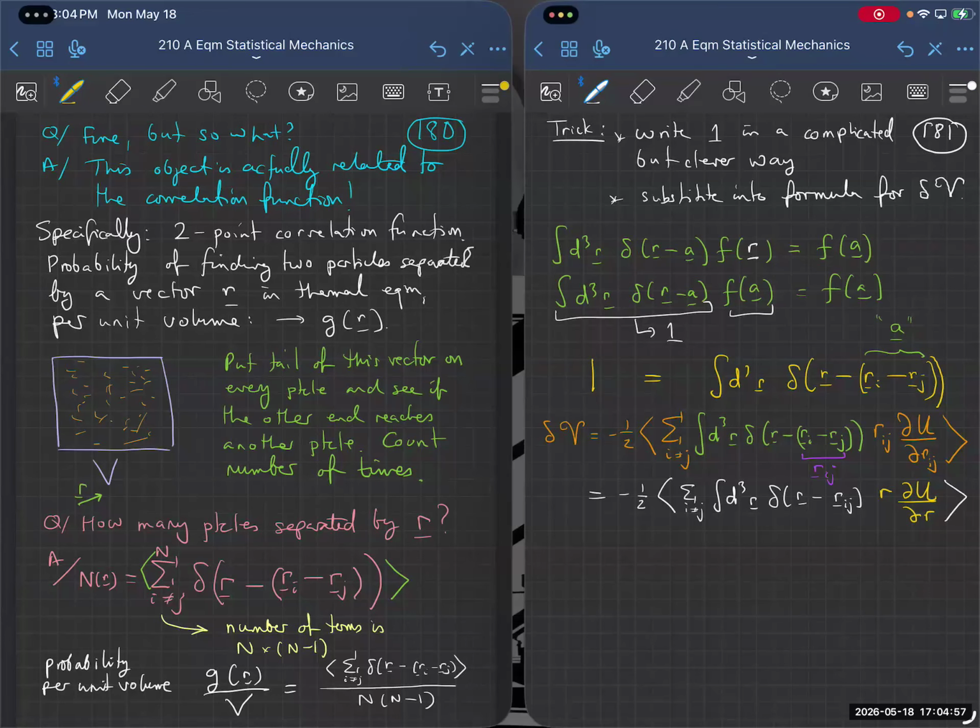Because I know that this delta function is just going to replace r by rij, I can just do that. All I've done is use this second result here. So if that's true, why do I want to do that? Well, that means I can take the r du by dr outside of the summation sign, because it doesn't even depend on the variables in the summation.